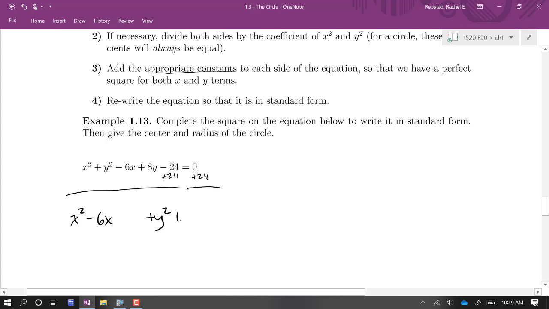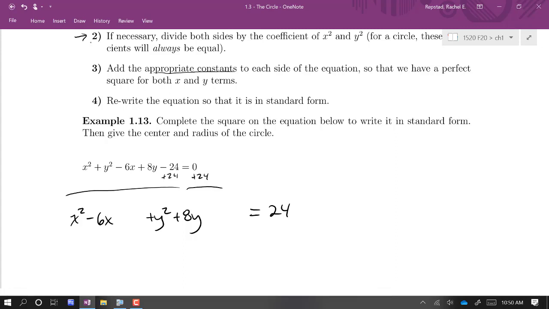Plus y squared plus 8y, leave some more room for some more magic, equals 24. You always want the coefficients of x squared and y squared to be 1. Here they already are 1, and so we're all set there. If they're not already 1, we would go through step 2 where it says, if necessary, divide both sides by the coefficient of x squared and y squared.